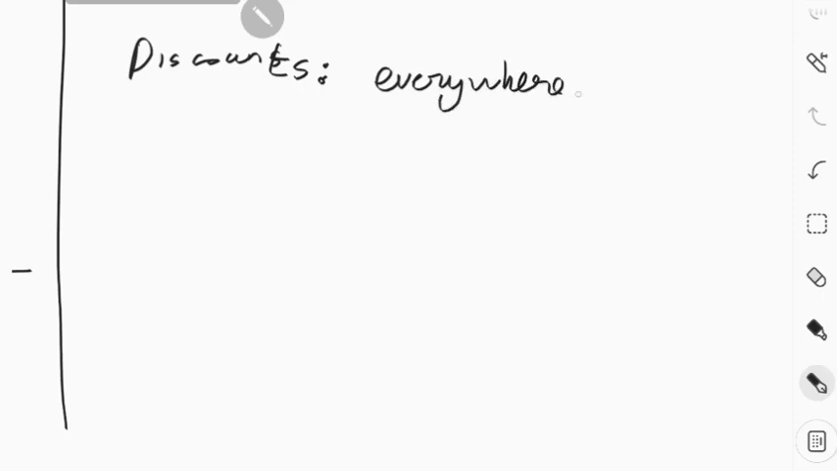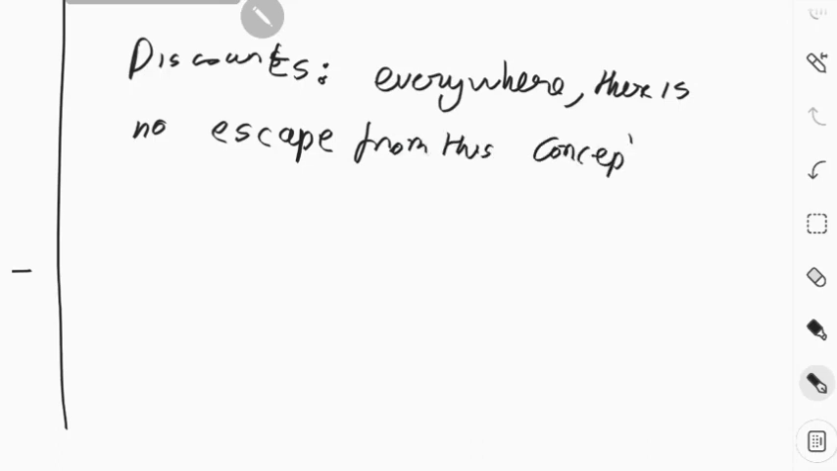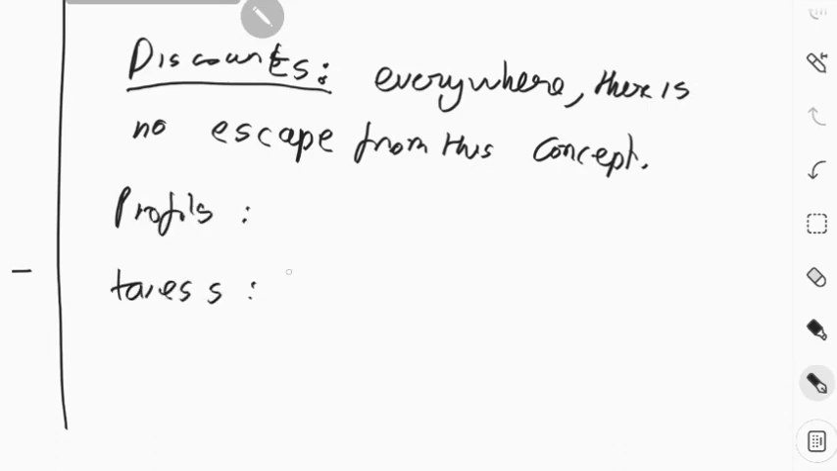Now let's talk about discounts. This is something that we all should know very well, because you can see it everywhere. It's used everywhere, and there's no way to escape from this concept. So you want to get your concepts really robust in this part of the profits. Profits, taxes, all of these are done in percentages, so you need to know what each thing represents. It will be better for you.